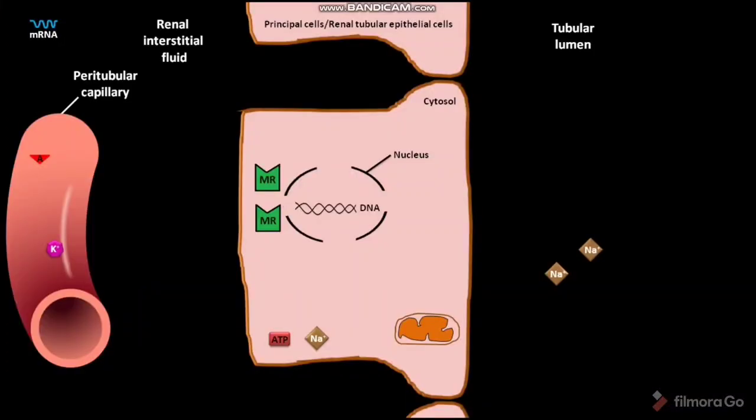From the peritubular capillary, the hormone aldosterone, here denoted as capital A, is released into the renal interstitial fluid. The aldosterone then enters the principal cell or renal tubular epithelial cell by simple diffusion. The aldosterone then binds to the cytosolic mineralocorticoid receptor protein or MR. The aldosterone and MR complex then enters the nucleus.